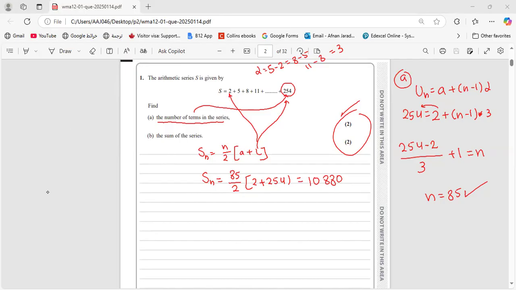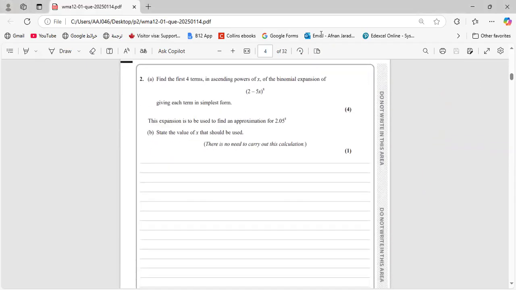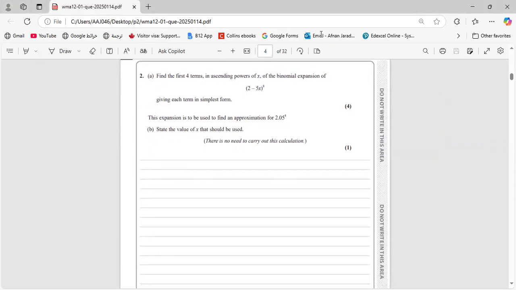Question number 2 is about binomial expansion, chapter number 4. Find the first 4 terms in ascending powers of x of the binomial expansion of 2 minus 5x to the power of 8, giving each term in simplest form, okay?